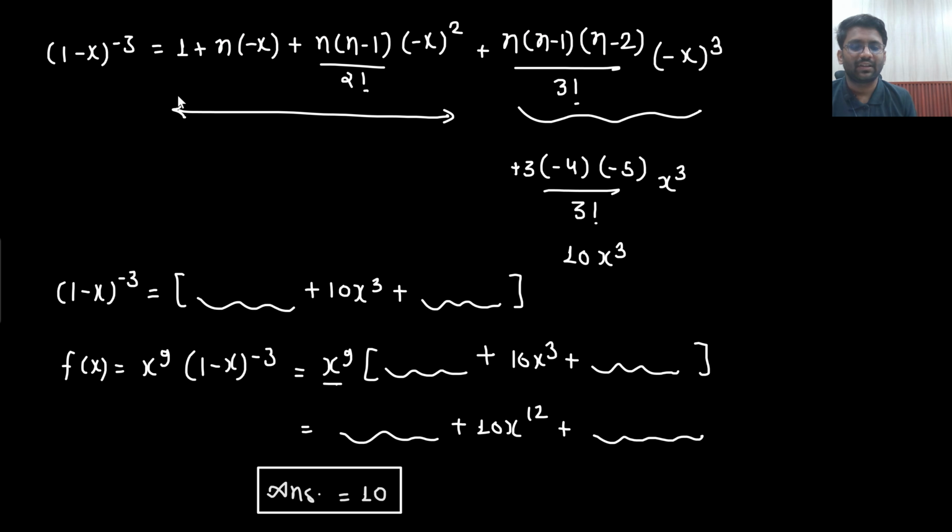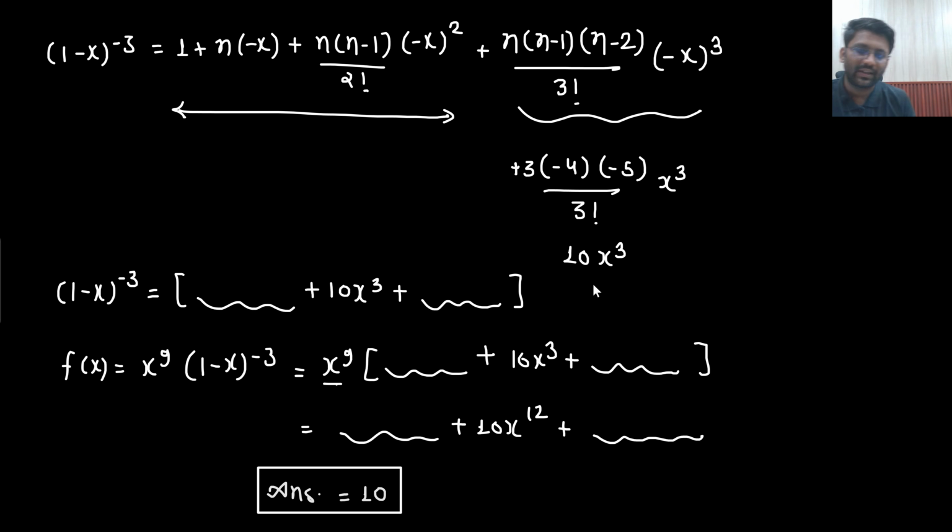So, sir, what is the expansion? The formula of expansion is, sir, 1 minus x to the power minus n will be written somewhat like this. I need to care about only x to the power 3. That means I need to care about n into n minus 1 into n minus 2. Then there is a negative sign, so the negative sign comes outside. This is minus 3, minus 4, minus 5. Negative will become positive. So this is becoming 10x cube.